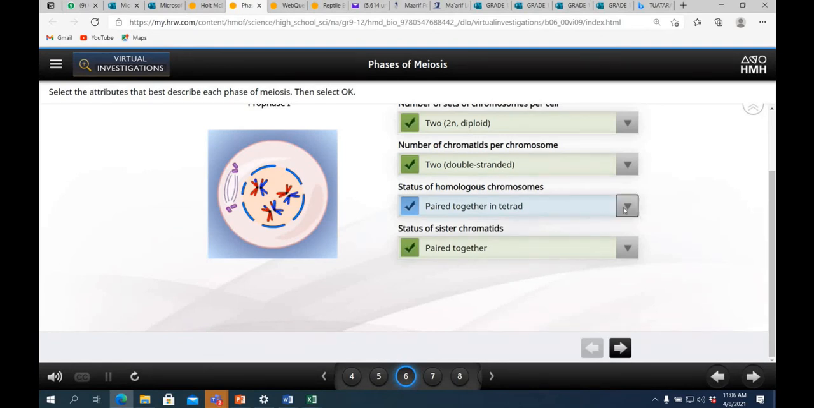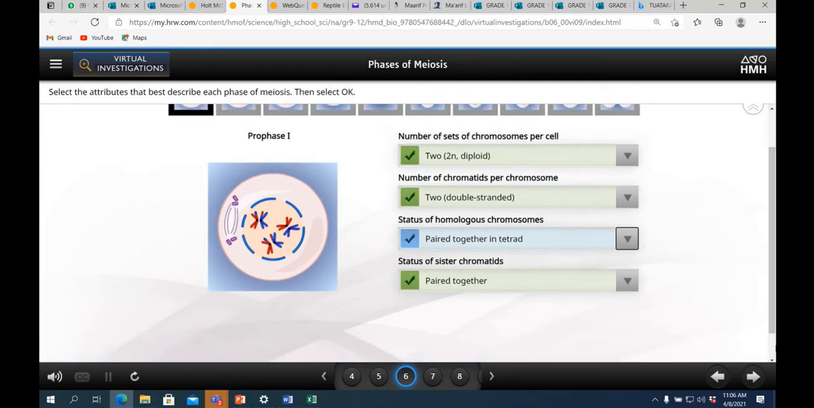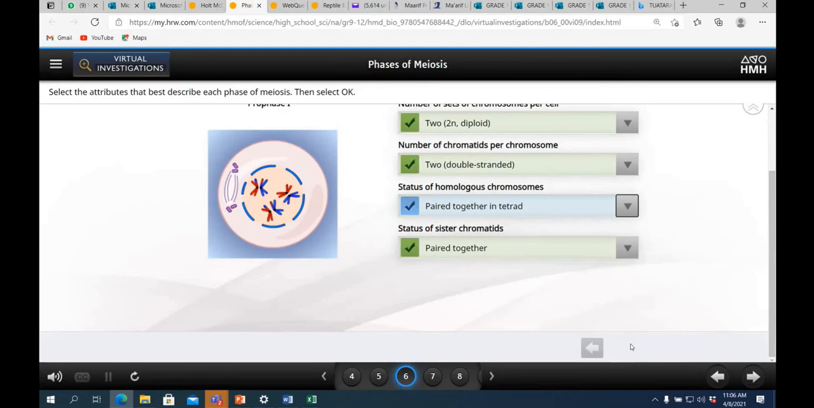Okay, so though they are paired together, what is paired together in a tetrad? Meaning there are 4 chromatids together, meaning they are paired together in pairs of 2. That is known as a tetrad. I think so. So let's move on to the next phase now. We have 4 minutes to go.